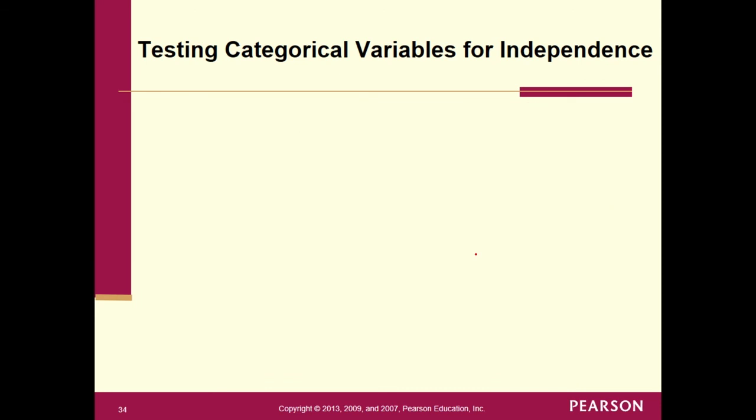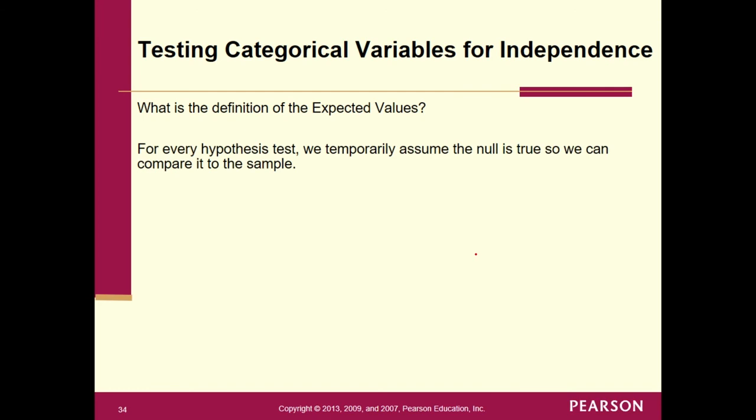Okay, so well, what is the definition of the expected values? What did we just do? This is actually one of the most important things to understand about the chi-square test of independence, all right, is this step right here. It's not even necessarily a step, it's an understanding of what is going on with the expected values. So let me remind you of something. For every hypothesis test, we temporarily assume the null is true so we can compare it to the sample.